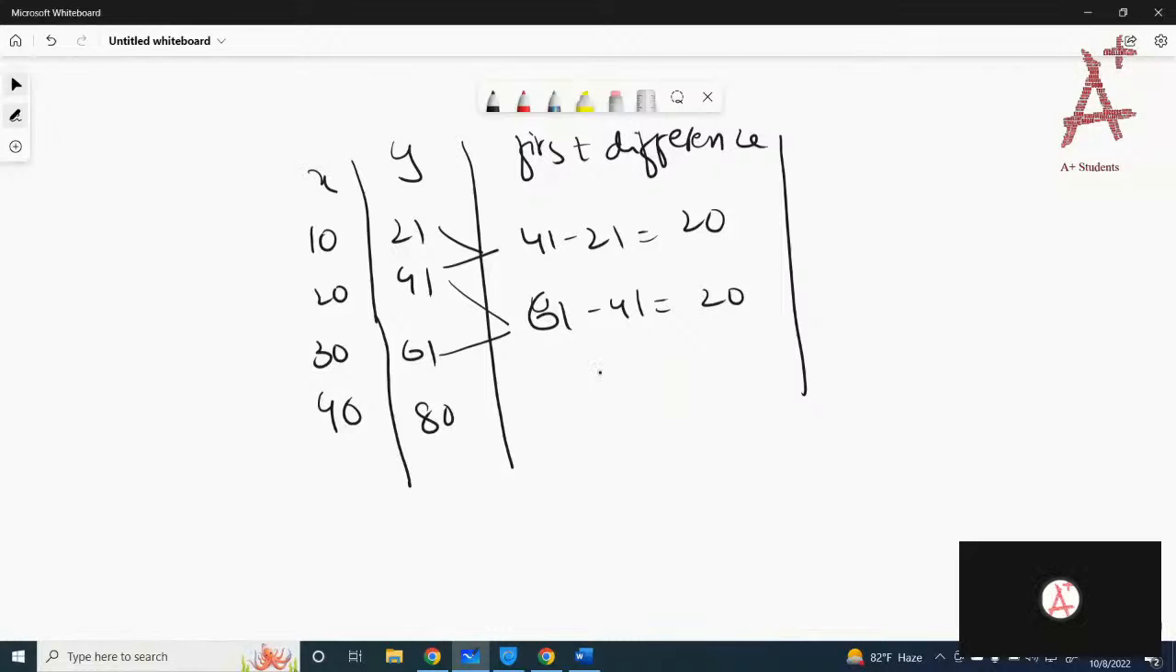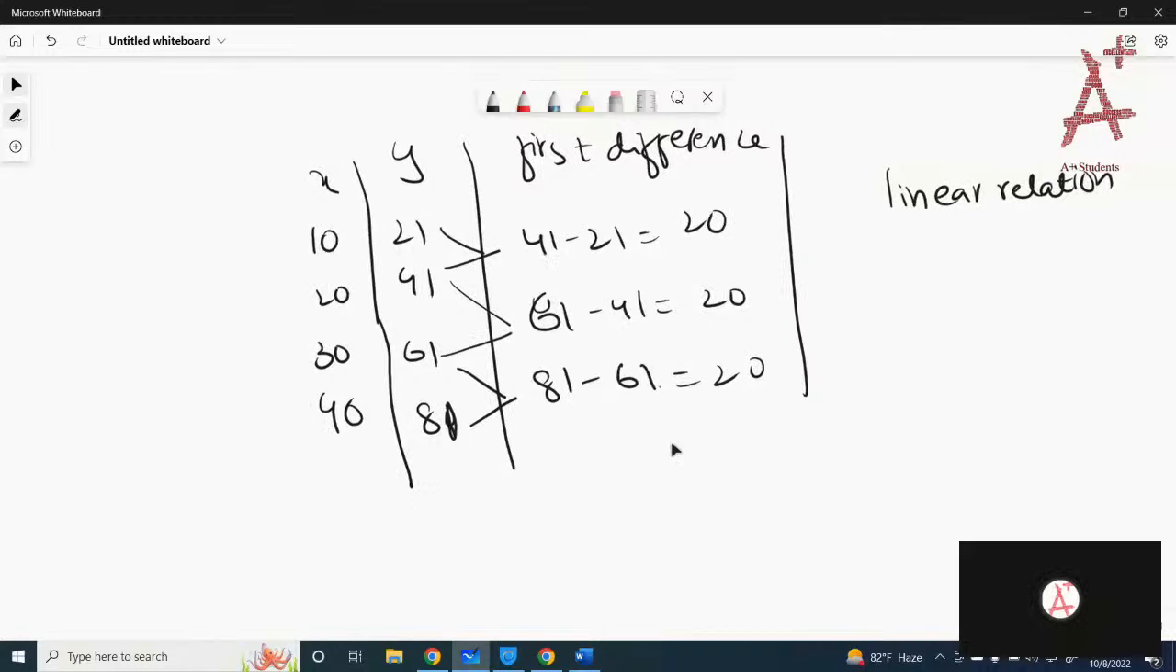Then for the third one, 81 subtract 61, it is again 20. See, the first differences are exactly the same. When the first differences of the table are the same, that means they form a linear relation. Linear means if you make a graph, they make a straight line. Got it? So this is a linear relation. Okay, now let's do the second part.